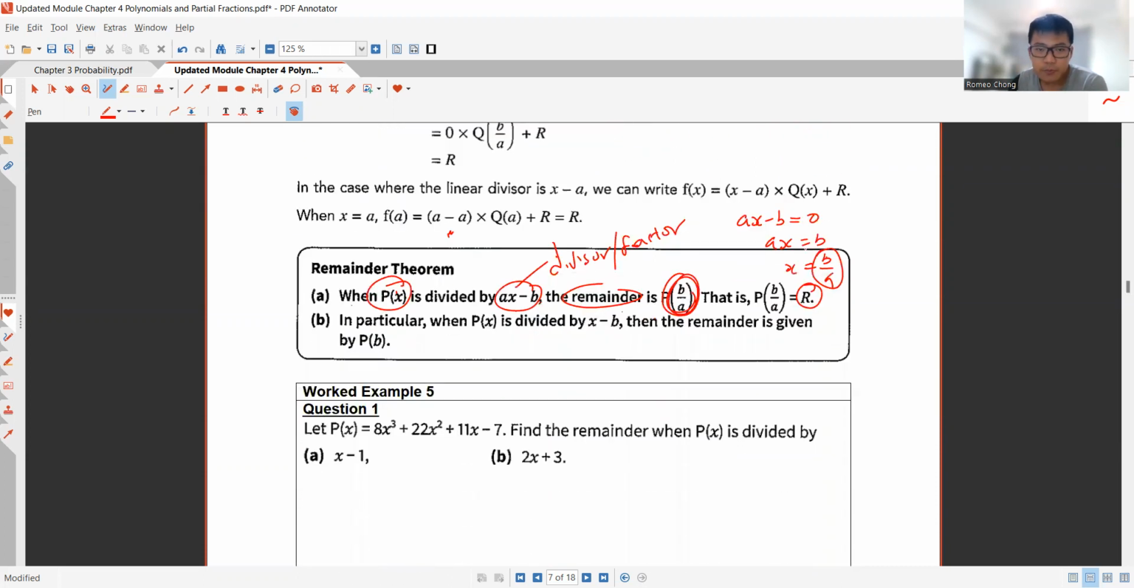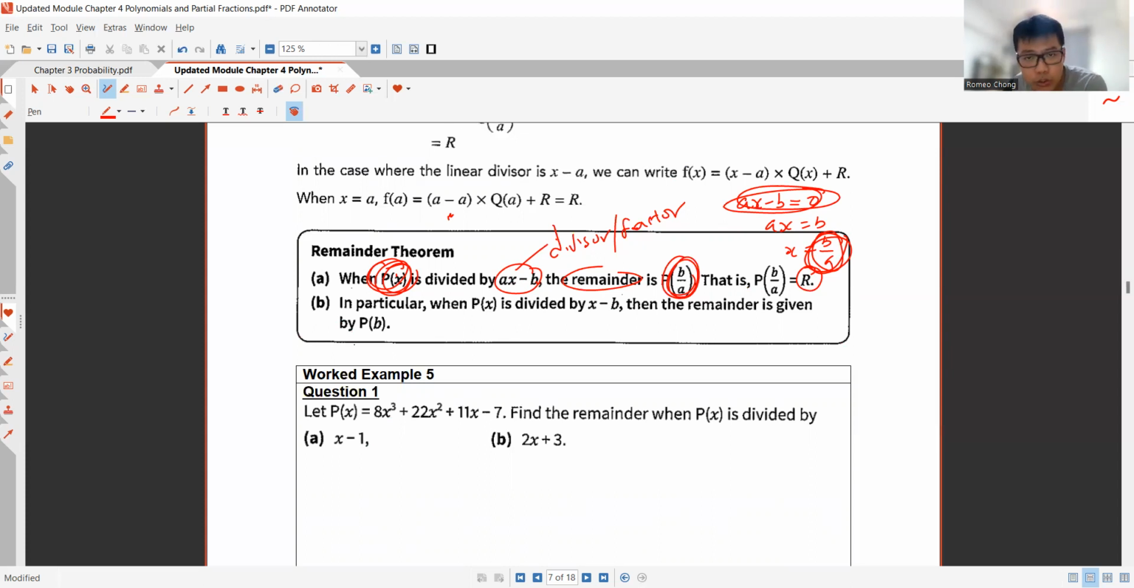So same with this one, when we have the remainder theorem, remember that when we divide by a factor or a divisor ax minus b, the remainder can be easily obtained by substituting the value of x from the divisor, meaning that you make this divisor equal to 0 and then solve for x. Say you solve for x, it will become b over a. Then you substitute this b over a into your polynomial, into the equation given to you, and the answer will be your remainder.